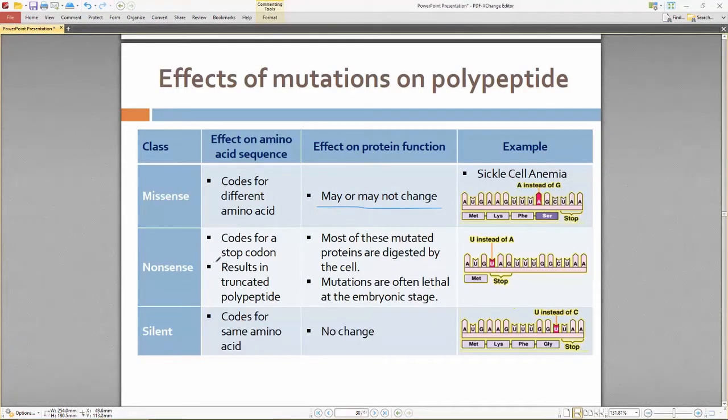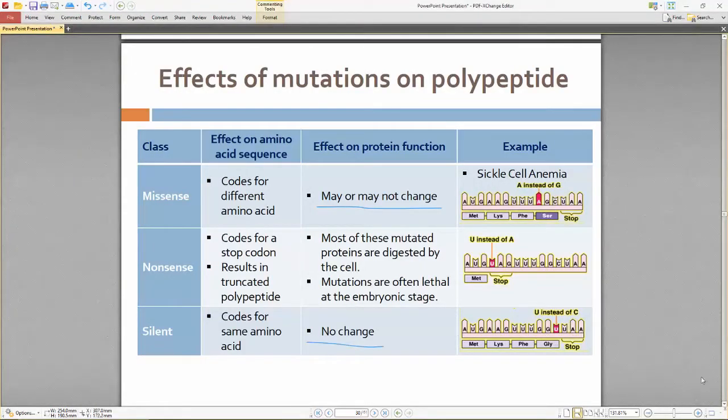Let's look at a nonsense mutation, because this is what you have to compare it to. You have a stop codon which isn't supposed to be there, and you have a truncated polypeptide. Most of these proteins are not functional at all. In this example, you're supposed to have 4 amino acids and a stop, but now you have methionine and a stop. So this protein is not functional, and most of these proteins are just digested by the cell. And nonsense mutations at the embryonic stage are often lethal.